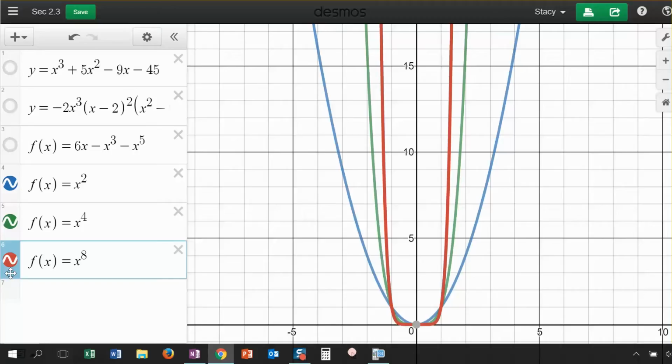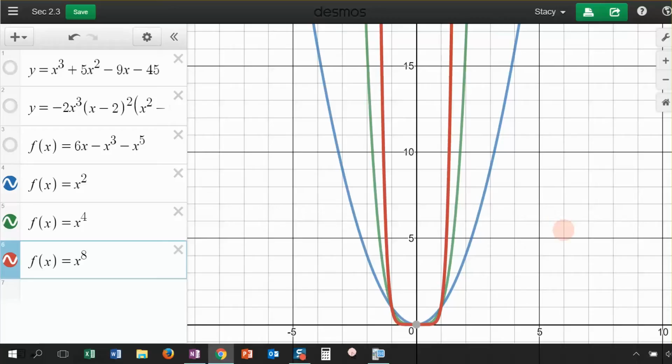But I hope what you're starting to notice about these functions is as the power of my function increased from a 2 to a 4 to an 8, the actual picture of the function became closer and closer to the y-axis, or it squished in. It kind of got squeezed in towards the y-axis. Okay, so it got steeper in its appearance.